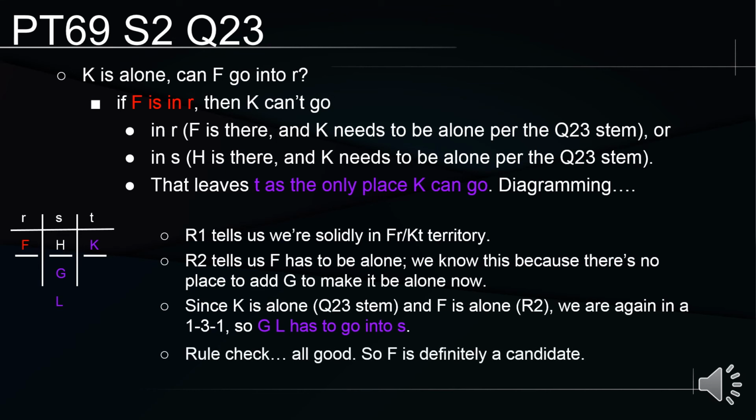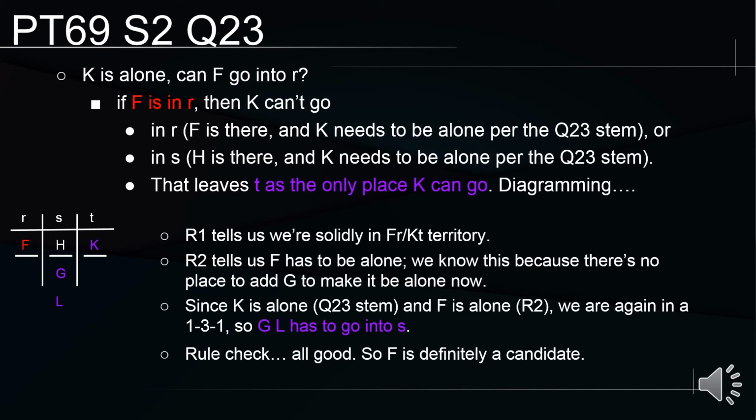So let's just do a quick rule check. Again, R1, we have FR and KT, as Rule 1 tells us is one of the only possibilities. That works out. Rule 2, F or G has to be alone. F is alone in this case, G is not, so we have satisfied Rule 2. And Rule number 3, H is in Team S. We, of course, always satisfy that rule anyway. That's not even something to consider. It's all good. So F is definitely a candidate. F can indeed go into R in a scenario where K is alone, just as we have here.